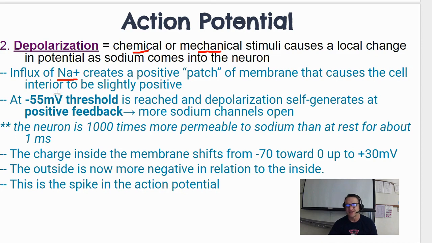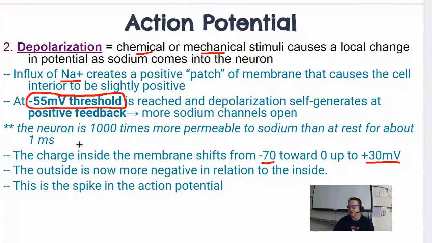Remember, if it reaches the magic number of negative 55 millivolts, that's now going to cause the voltage-gated sodium channels to open. And that's what's going to cause this. The voltage gated channels take it not from negative 70, but from negative 55, the threshold, up to positive 30 millivolts. And that's what the action potential is. All right, so this nerve impulse is going to start at the axon hillock. Remember, that's where an action potential is initiated.